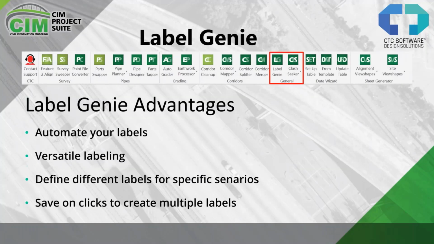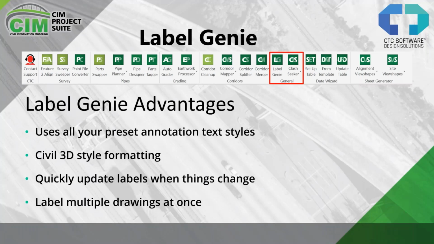So what are some of the advantages of Label Genie? Well, it automates your labels. It's very versatile. Anything you can label through the annotation tab, you can also label with Label Genie and more. We have more control with that. So we can define different labels for different scenarios, which ultimately will save on clicks and which saves time. So we don't have to do multiple clicking to get one label done.